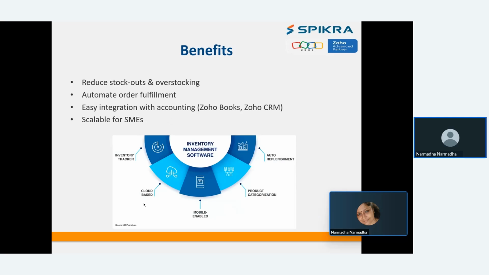By using Zoho Inventory, we can reduce stock-outs, meaning we can set the reorder point of a particular item, so we can prevent low-stock items and overstock items. We can automate the orders, and we can integrate with accounting software like Zoho Books as well as Zoho CRM, which is well suited for small and medium business enterprises. We can directly move on to the Zoho app.